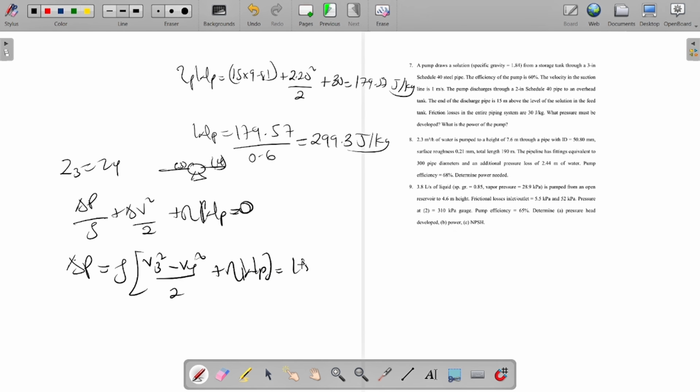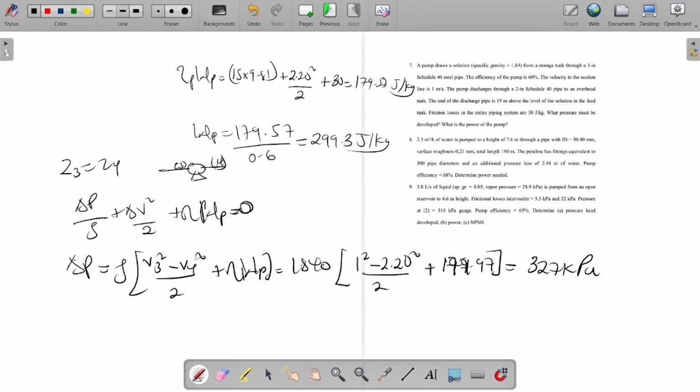So right now I have the density already. Then I have V3, then V4, then over 2, and we know that the efficiency times the WP from the top over there gave us 179.97. So from this one, I'll get a pressure of 327 kilopascal.